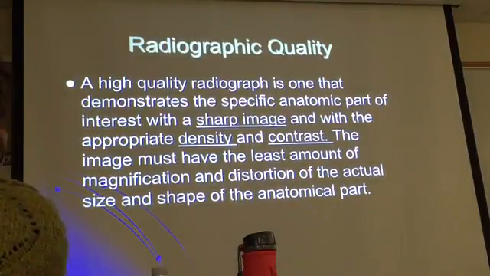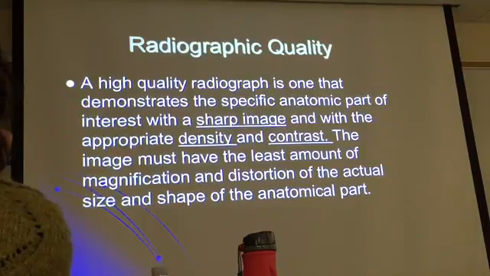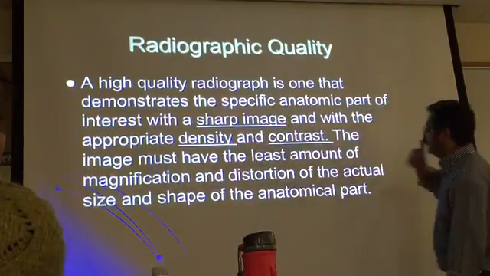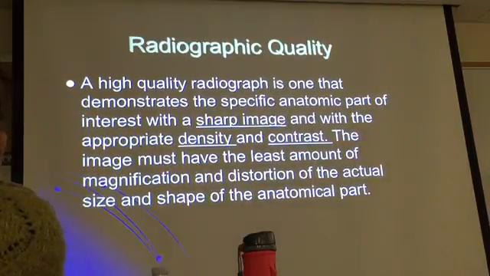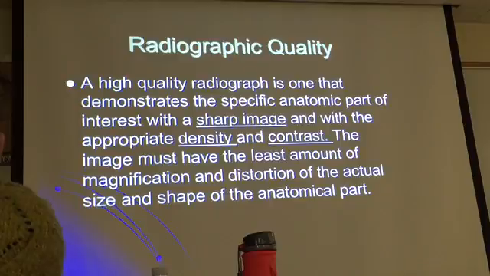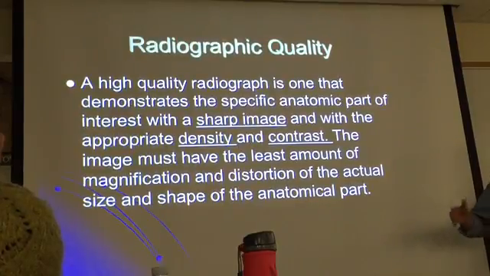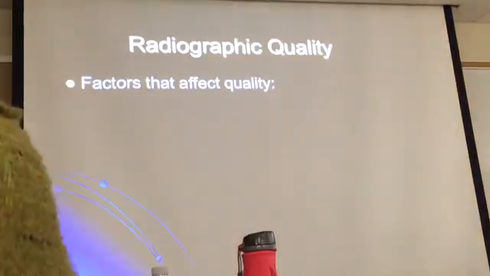Radiographic quality. A high-quality radiograph is one that demonstrates the specific anatomic part of interest with a sharp image and with appropriate density and contrast. Okay? This is resolution, this is density, this is contrast. The image must have the least amount of magnification and distortion of the actual size and shape of the anatomical part. You will always have some magnification because of the geometry. It always happens, so expect it, but you want the least amount of magnification possible.